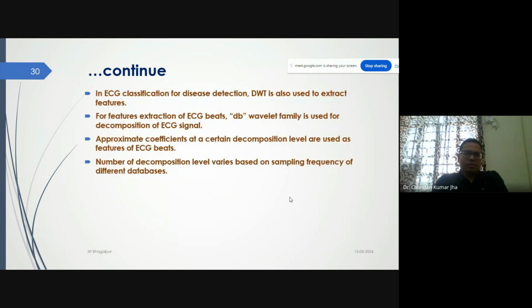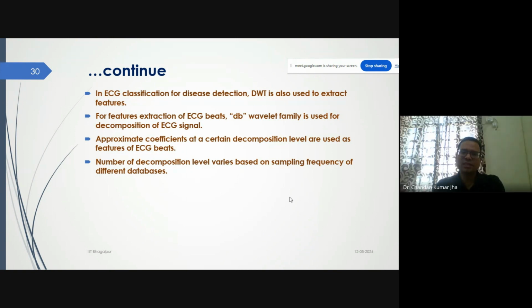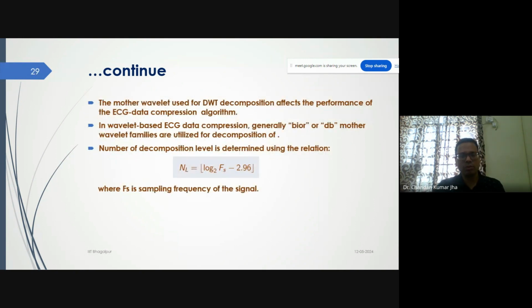Now, for ECG signal classification for disease detection, DWT is used to extract the features. For the feature extraction, usually the Daubechies family is used as the mother wavelet, and the approximate coefficients are used, meaning the coefficients of the low frequency filter bank are used to extract the features. The number of decomposition levels varies based on the sampling frequency of the different databases, based on the formula. Okay.